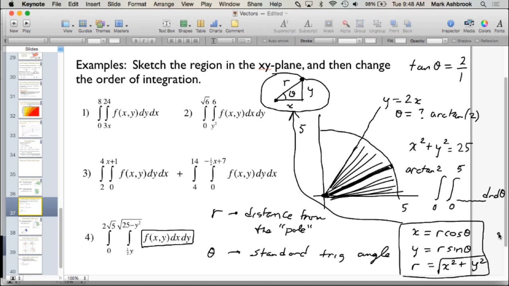So when we change this function of x and y, we have to transform it according to these relationships. But there's something else we have to take care of too. So we're not quite done.